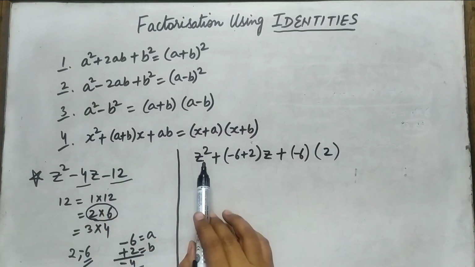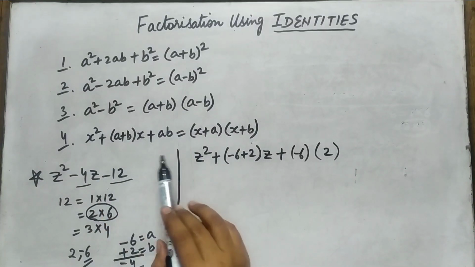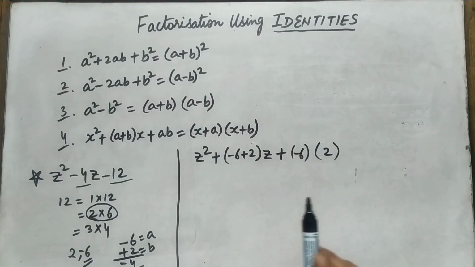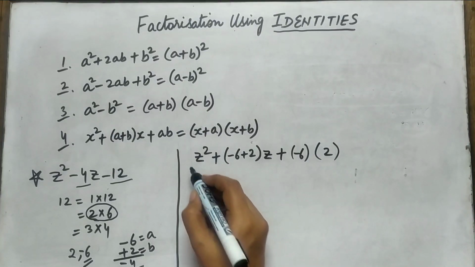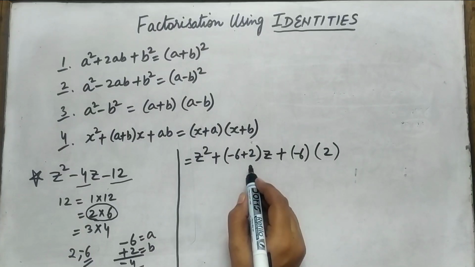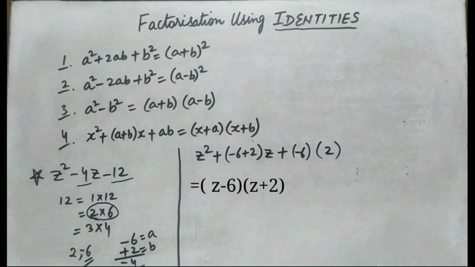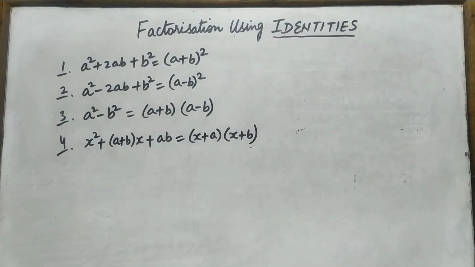It is x square, like z square. a plus b means minus 6 plus 2. a into b is minus 6 into 2. It is all correct. So our expression has been converted into this form, and the final answer is (z minus 6) (z plus 2). So friends, we learned factorization using identities.